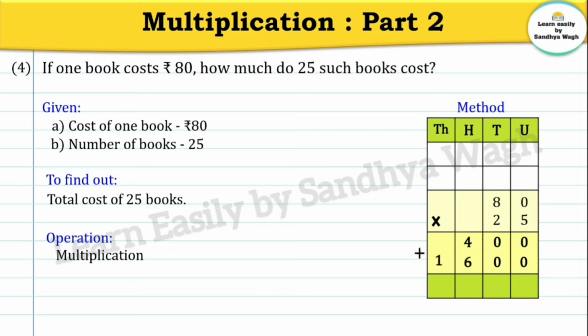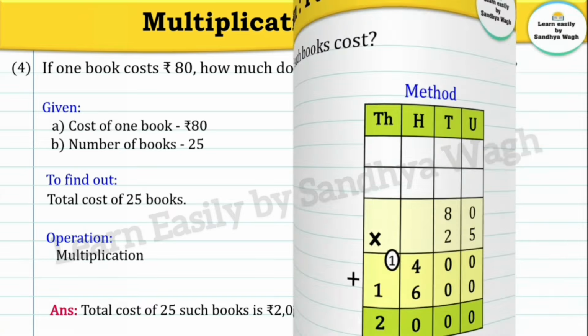Now let's add these numbers. 0 plus 0, 0, 0 plus 0, 0, 4 plus 6, 10, and 1 plus 1, 2. So our final answer is total cost of 25 such books is 2000 rupees.